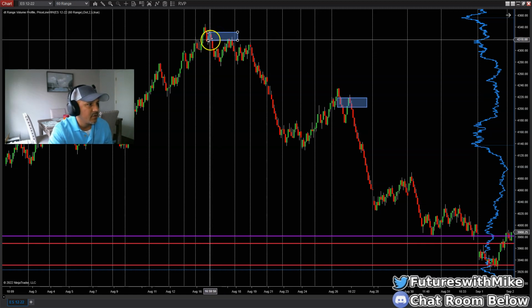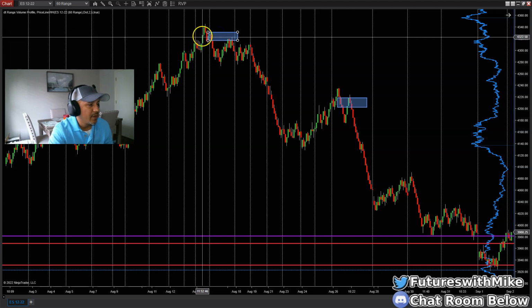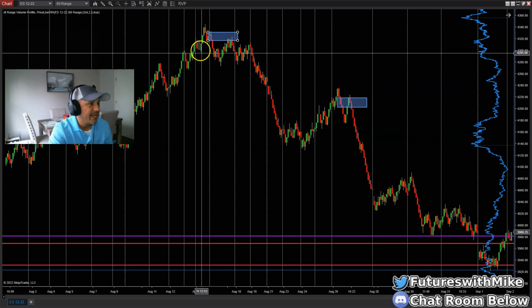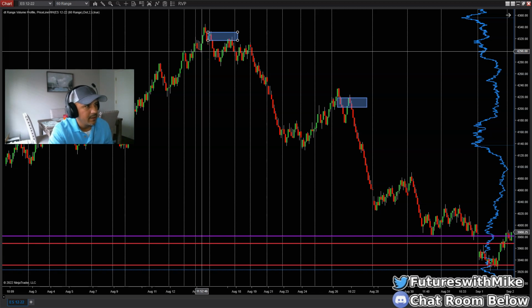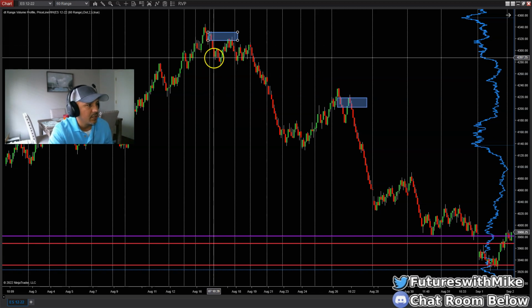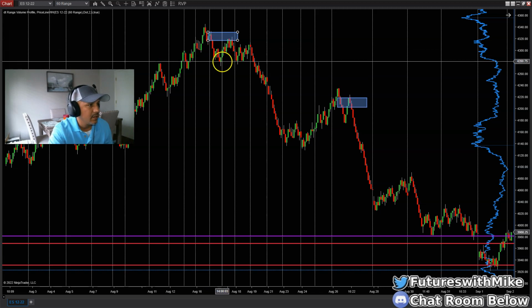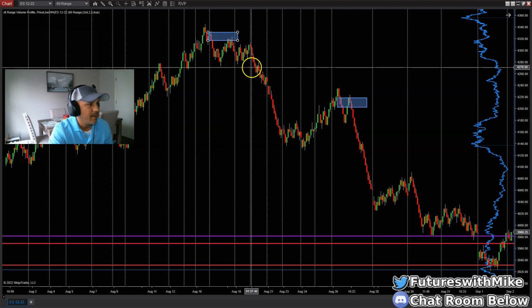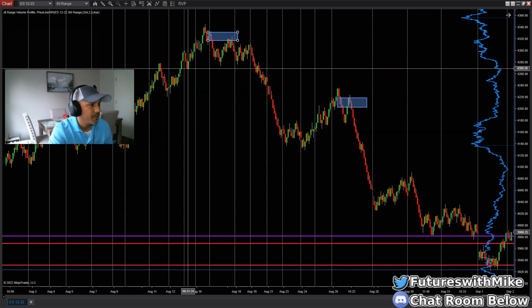Because there's aggressive selling that came out of this area. Aggressive selling that took place to take out this first area of support right here, okay? Then it continues pushing lower. Lower low, lower high. Lower low, okay? Taking out this next area of support right here, okay?